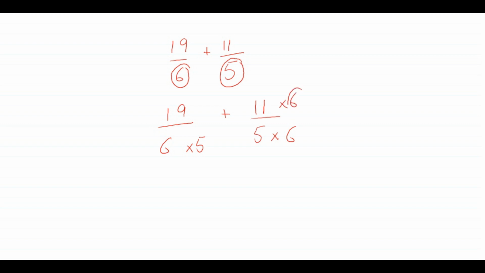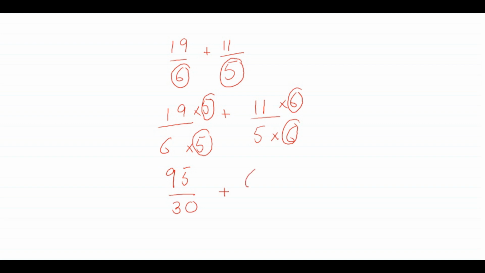Now we can add them. How can we add them? 6 times 5 and 5 times 6. To make the denominators equal, you need to multiply the numbers with each other, because 5 is a prime number. The same thing you have done in the bottom, you will do in the top. We are going to multiply by 5 in the top. Now we can find the answer. 19 times 5 is 95, and 6 times 5 is 30.